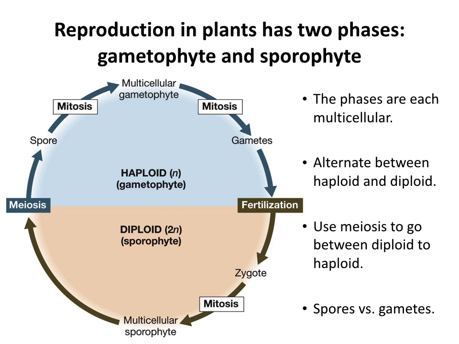And this makes the alternation of generations of life cycles very different from animals. We think of our gametes as being produced by meiosis, while in plants, the gametophyte produces gametes, and it has to do it by mitosis because the gametophyte is already haploid.